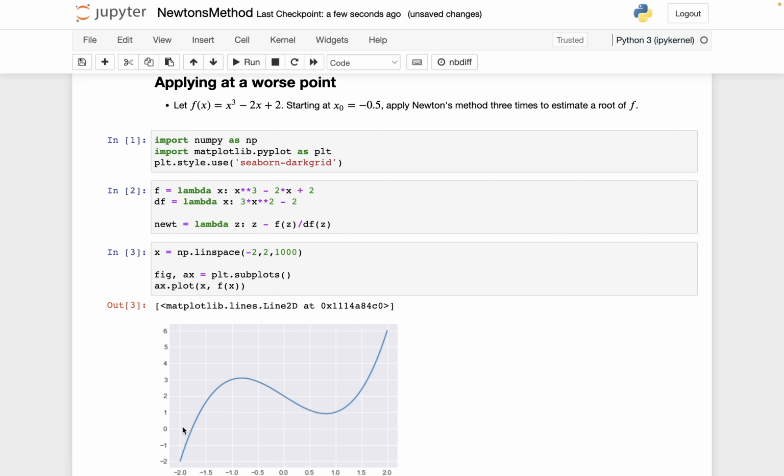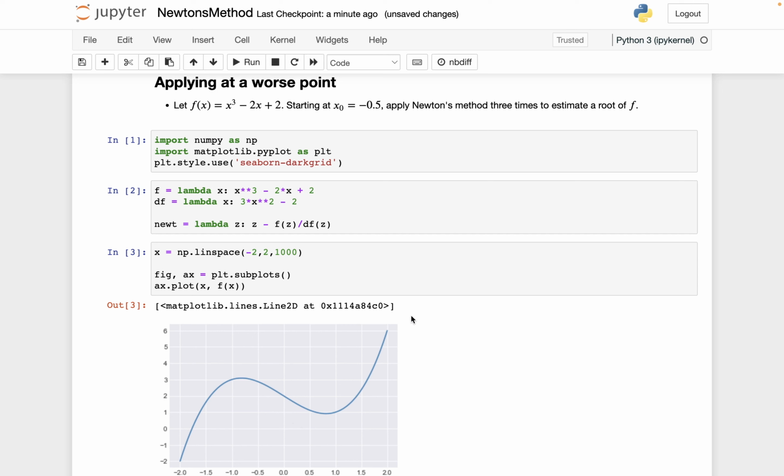Well, this cubic only has one root. It's over here around negative 1.7. And when I start at negative 0.5, Newton's method draws the tangent line, and then it asks, where does that tangent line cross the x-axis? It looks like it crosses over here, maybe around 1.5. So it's moved further away from the actual root.